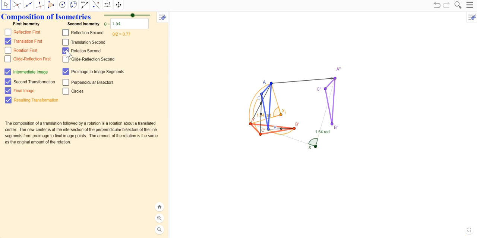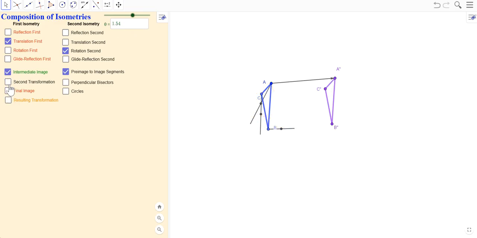We have translation and rotation. Okay, so there's your translation again. And the rotation, there is the center of the rotation. We can control that, and then the angle there. Maybe I can control that. Something's a little bit out of whack there.